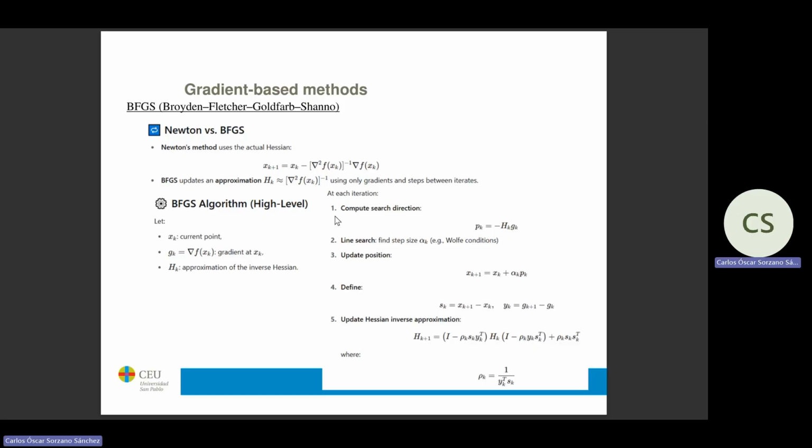Now you define two vectors. One will be how much you have moved, and the other one will be how the gradient has changed.